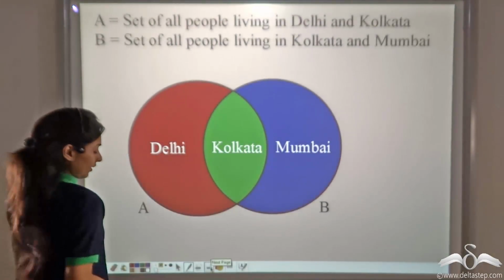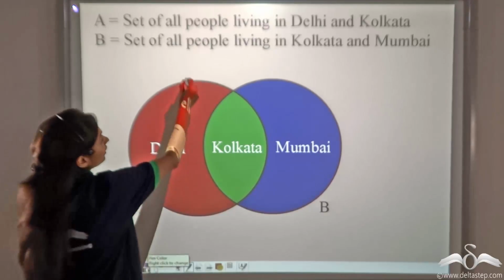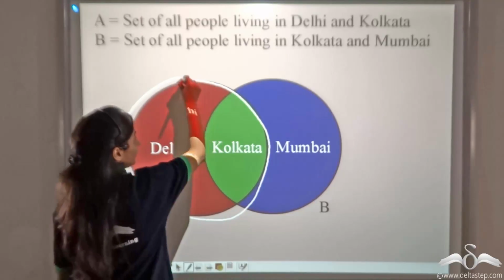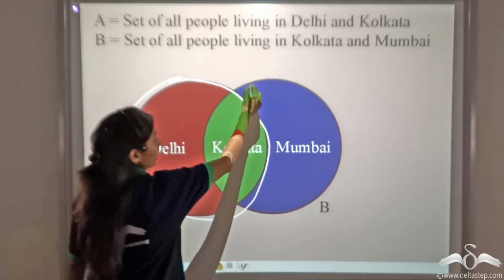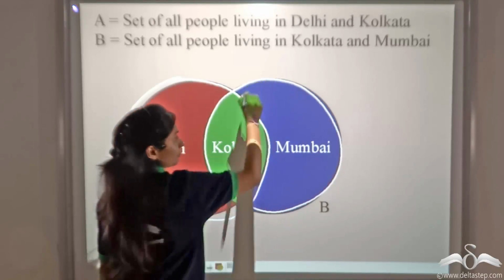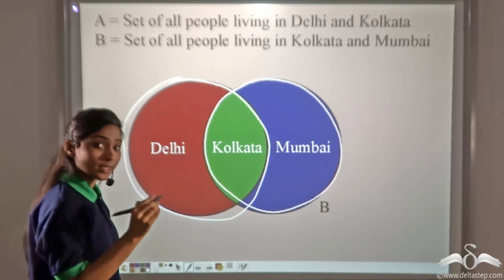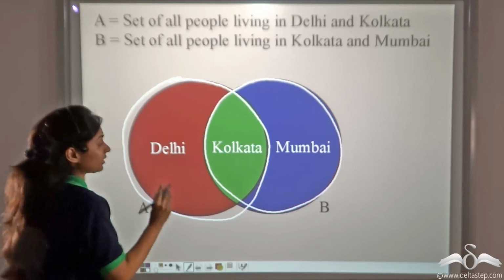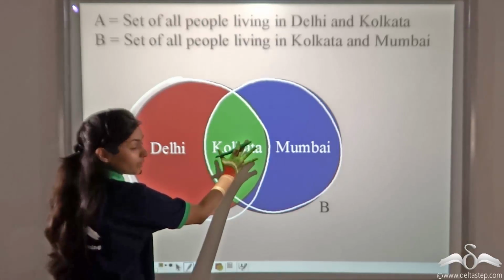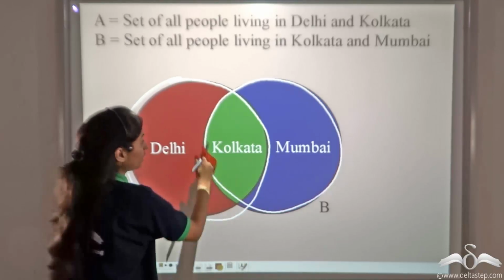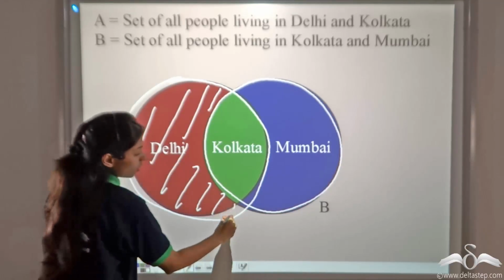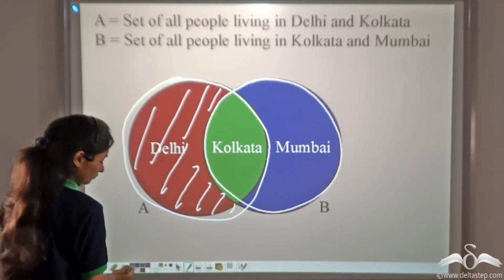Let's look at the Venn diagram. Well, this is the set of people living in both Kolkata and Delhi, and this is the set of people living in Kolkata and Mumbai. But what do we want? We want only the set of people living in Delhi. That is, we want the set A but not containing the elements of set B. That is Kolkata. We don't want that. We want only this part.